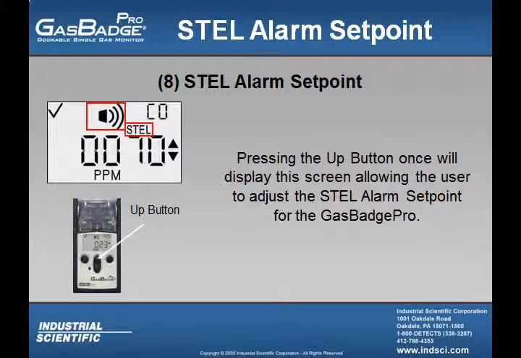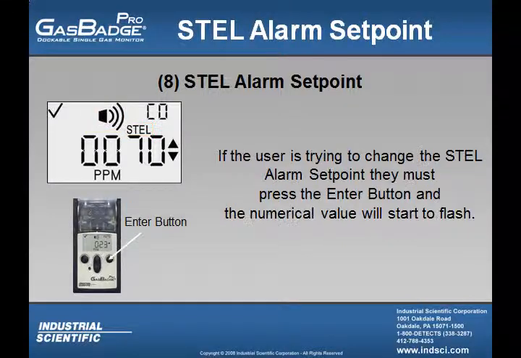Pressing the up button once will display this screen showing the letters STEL and also the buzzer icon. This screen allows the user to adjust the short-term exposure limit alarm set point. And what the short-term exposure limit means is that whenever the value of this short-term exposure limit within a 15-minute time period is reached, the instrument will go into alarm. If the user wants to change the short-term exposure limit alarm set point, they must press the enter button.